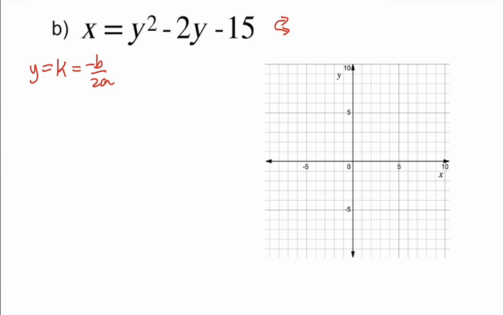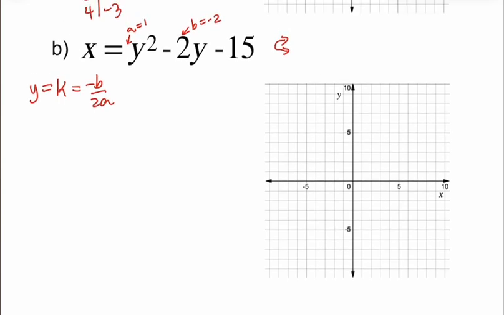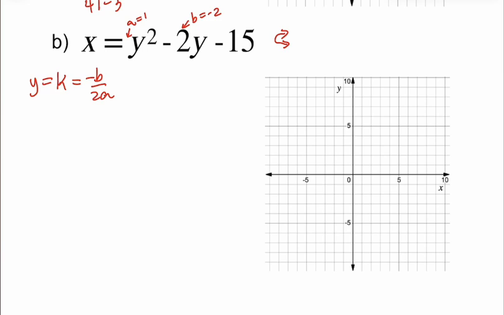We still find the a and b the same way. This is our a, 1. This is our b, negative 2. So we still find the a is on our y squared, the b is on our y. Okay. So let's plug that in to our negative b over 2a formula. The opposite of negative 2 is what we're looking for on the top there. That's 2. 2a is 2. 2 divided by 2 is 1. Okay. So that's our k.